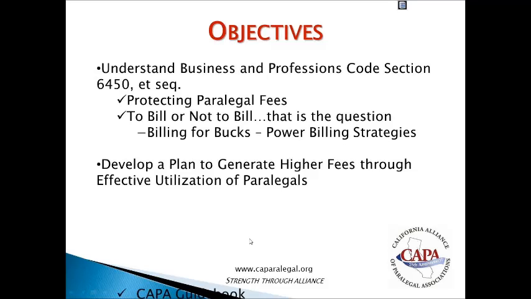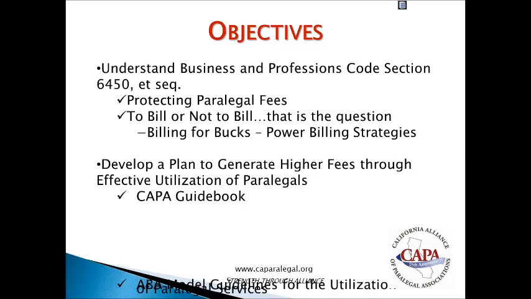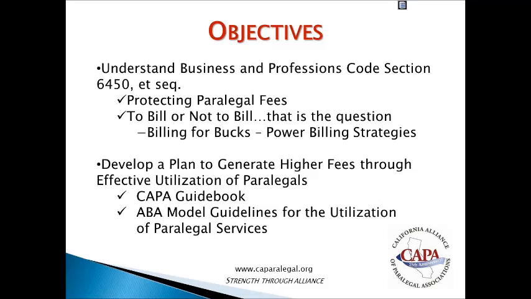Some of the publications that are going to support this portion of our presentation are going to be the CAPA Guidebook. And again, Lakeisha did say that she would provide links to our website, and there's more information there that you can access how to purchase this publication. Also, the ABA Model Guidelines for the Utilization of Paralegal Services. This is the American Bar Association. So this is a great publication to look to as a broad-based guideline for how paralegals can be most effectively utilized in our law firms and in companies for those in-house paralegals.